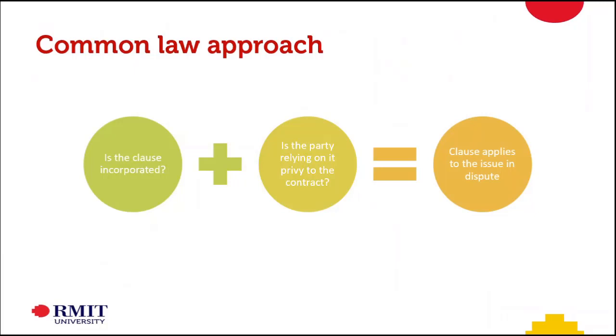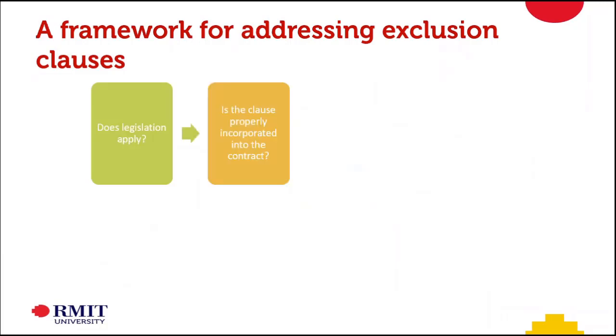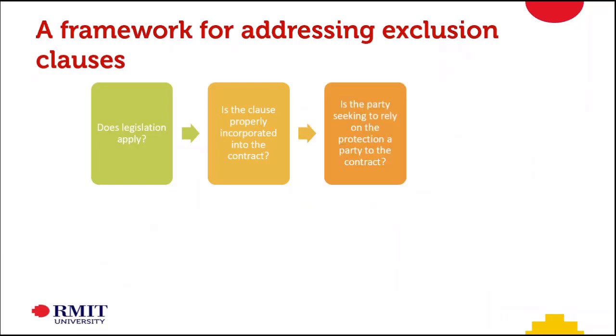Secondly, is the person who's seeking to get the benefit of this exclusion clause privy to the contract? Is it drafted in such a way that it also protects agents or employees, and is it effectively drafted in that way? If the answer to both of those is yes, then the clause applies to the issue that's in dispute. So with exclusion clauses, this is the framework that we discussed for working through them.